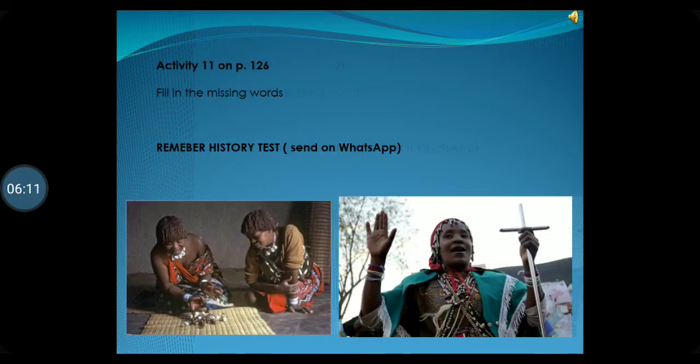Read with me on page 126. Religion, medicine and healing. Let's look at our new words. A healer is people who find out what the illness is and help the sick to get better. A herbalist is a person who uses plant medicine to cure illness.